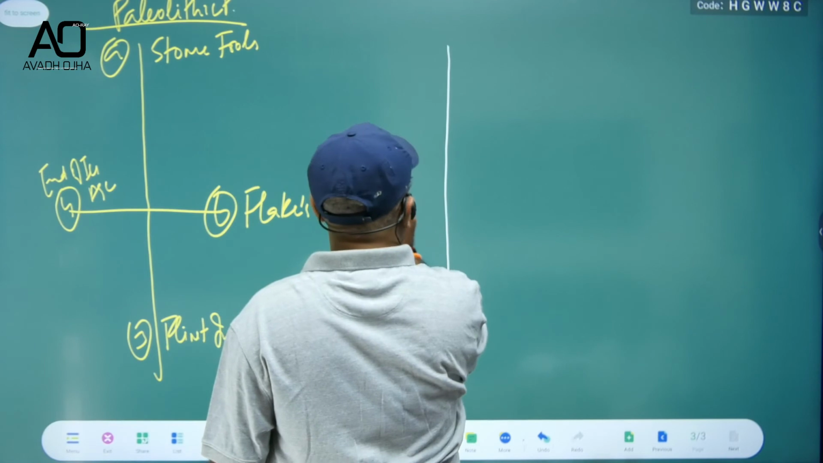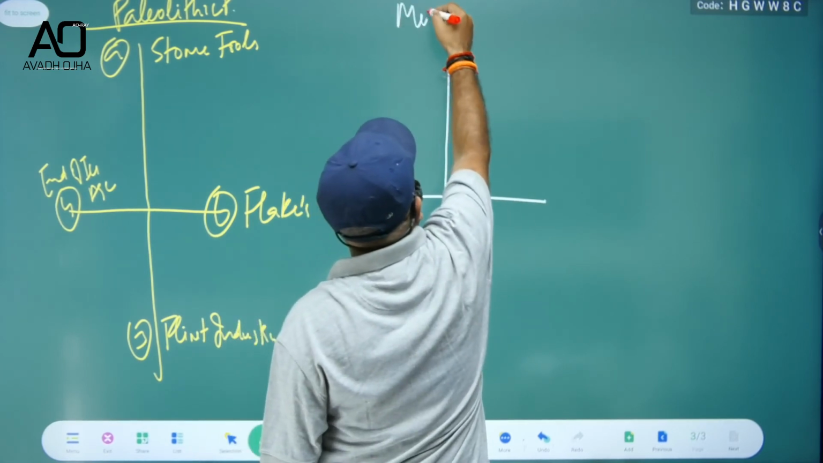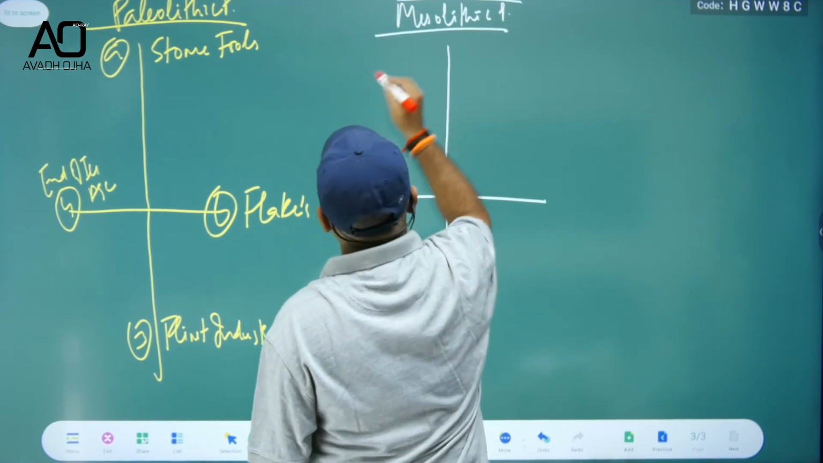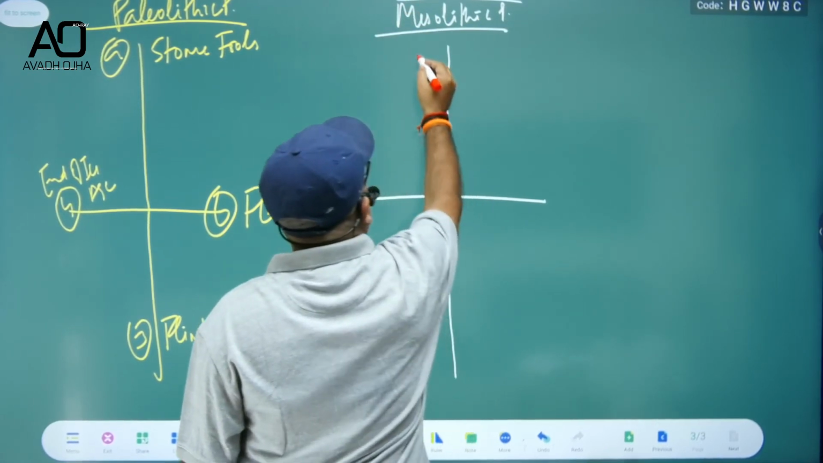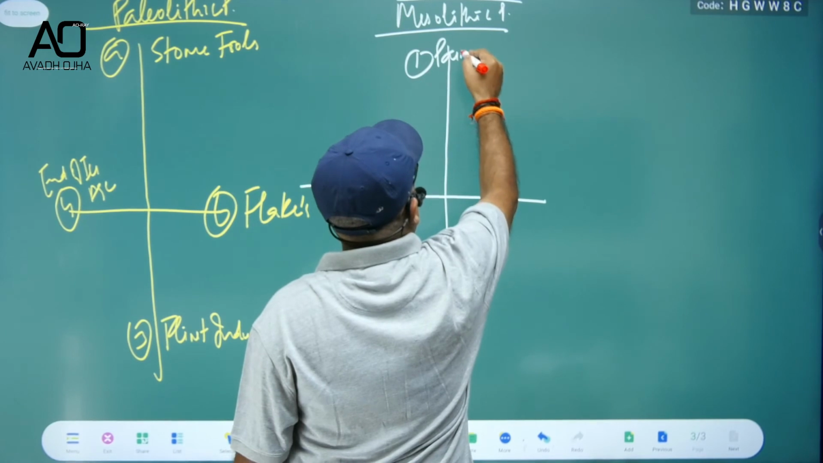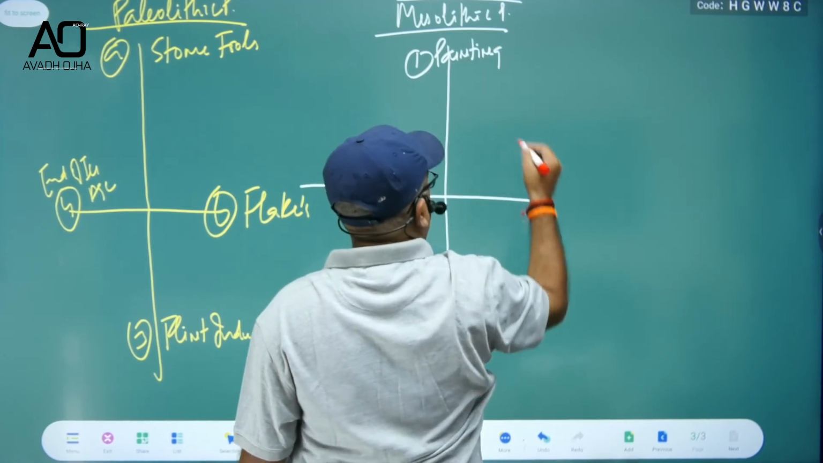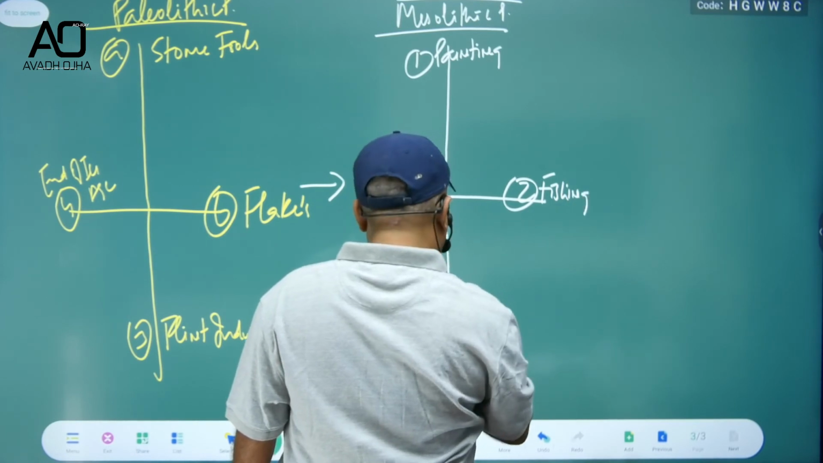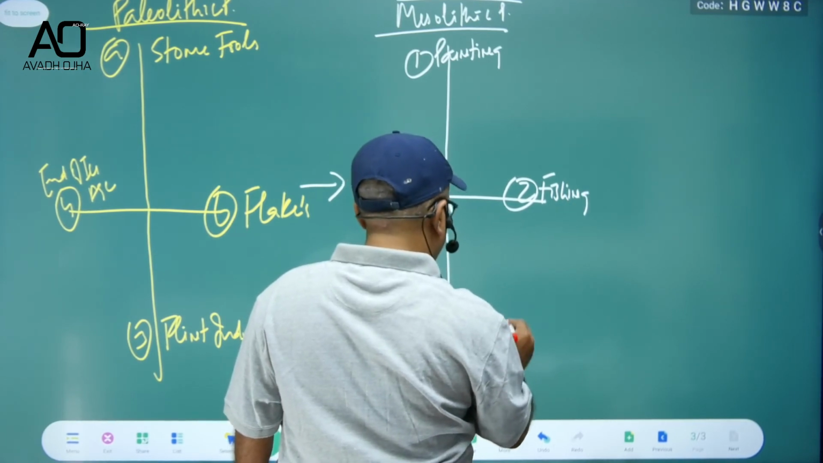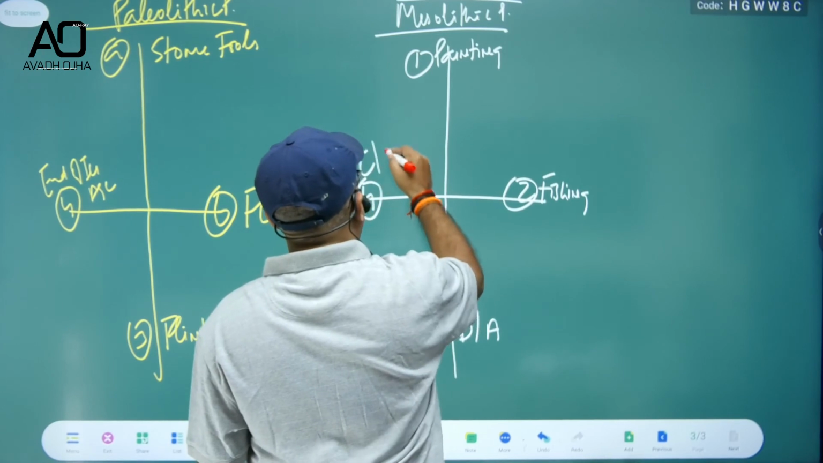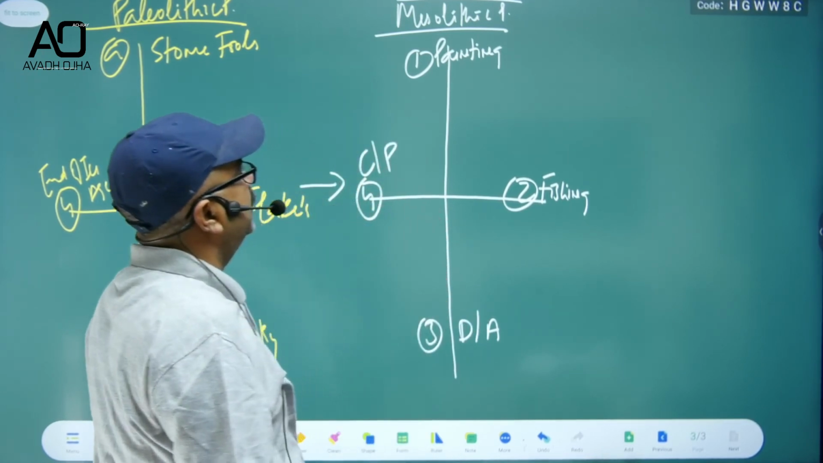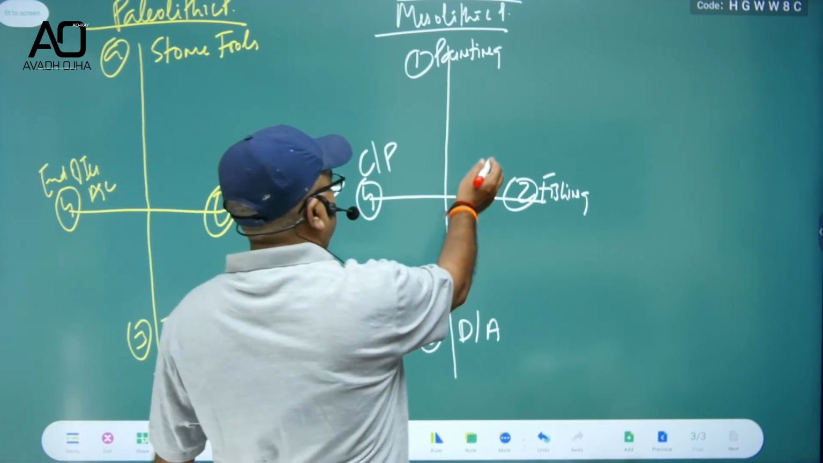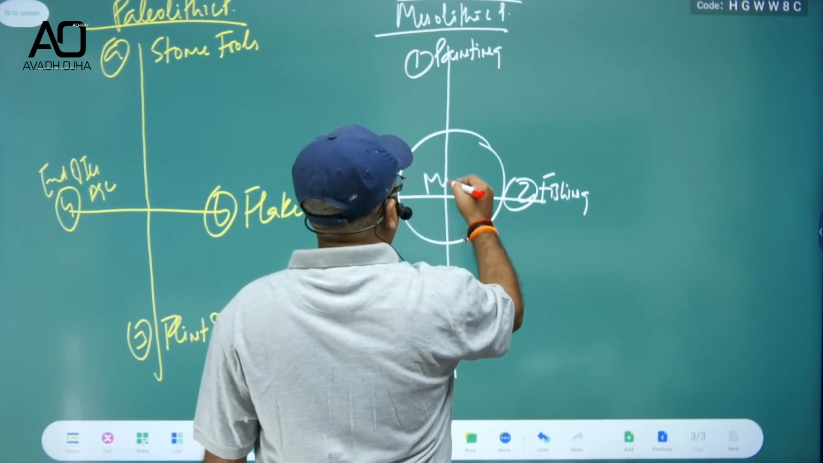Mesolithic. The story moves ahead. Painting, rational being, Homo sapiens gets promotion. Painting, fishing, domestication of animals, cultivation of plants. The human race moves ahead. Microliths, period of microliths.